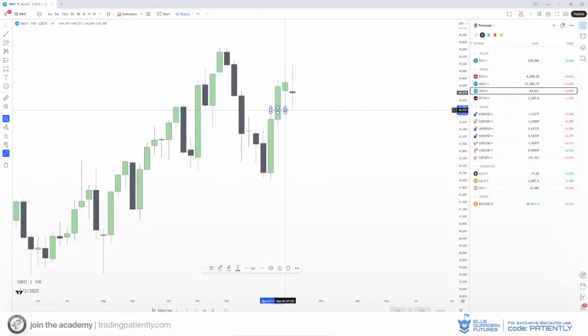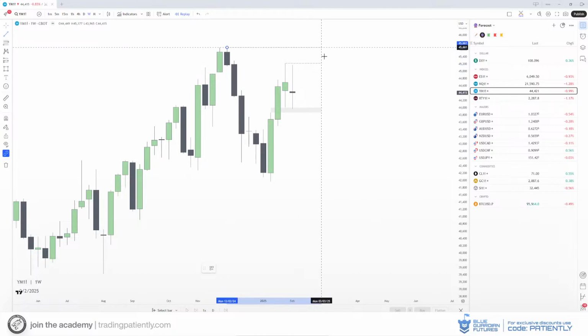Weekly BISI being respected by price. That's nice to see. Potential internal to external. Then we'll look at the all-time highs. Still bullish on indices for sure. I need to see more.